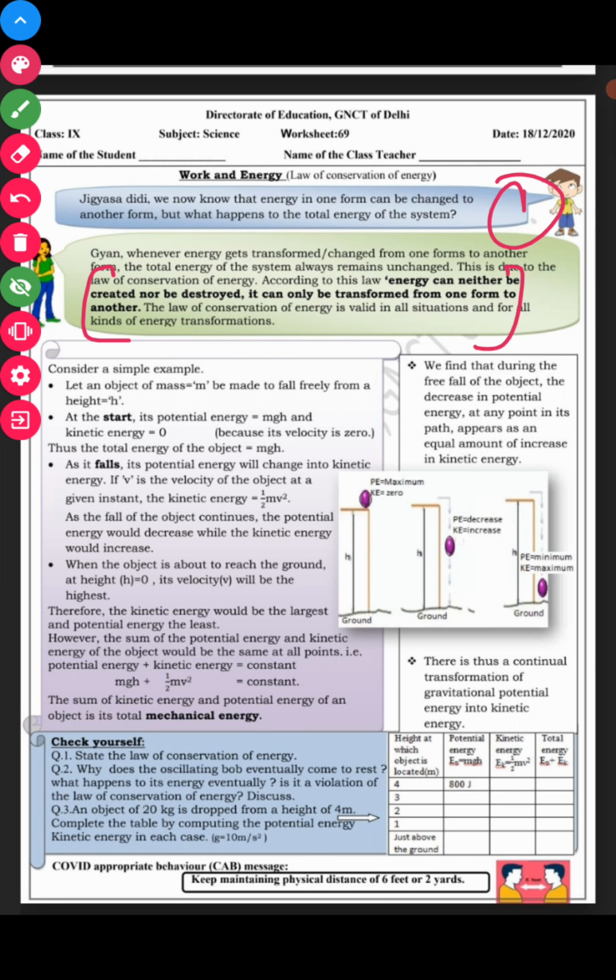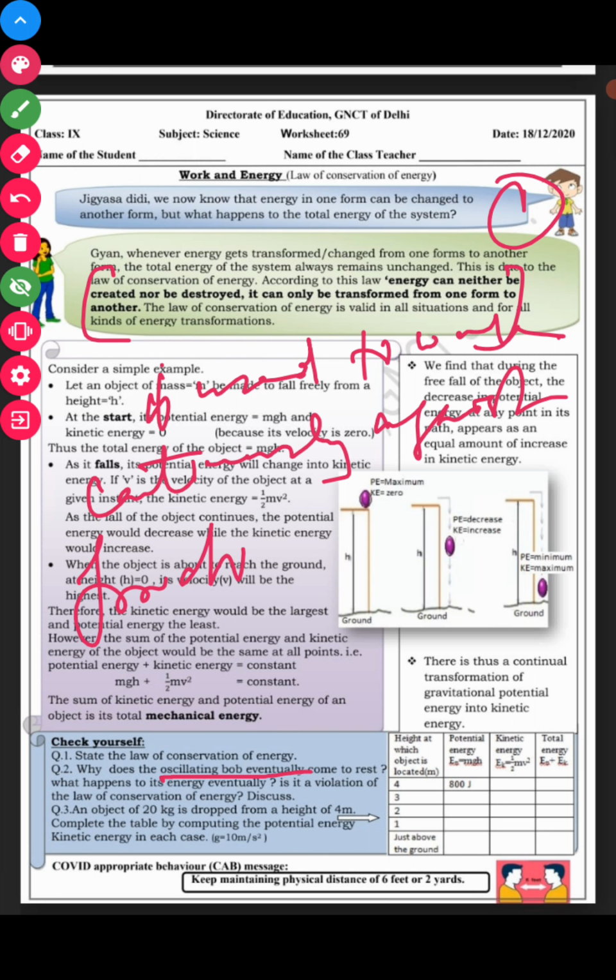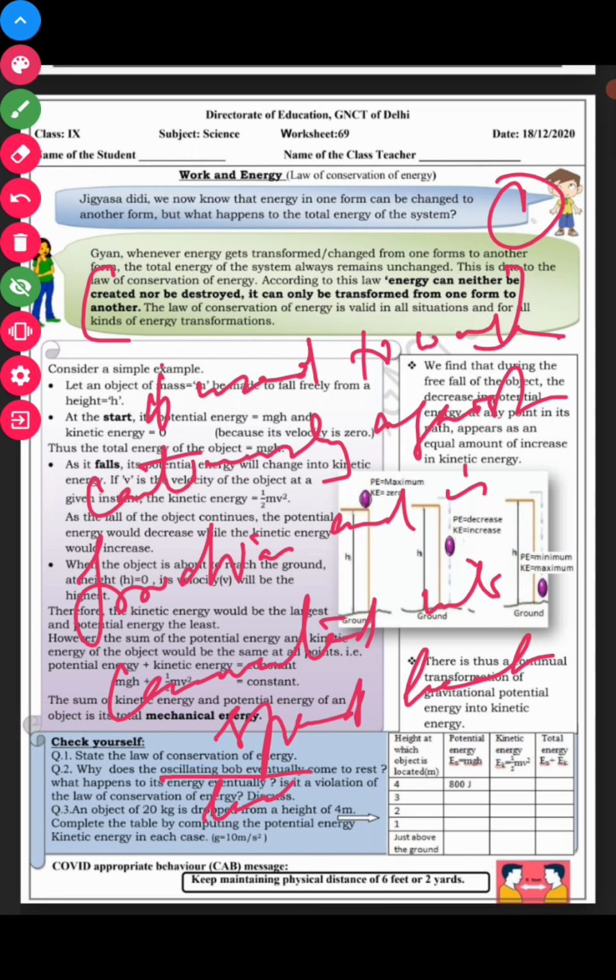You can write only this much. I will write it for you: the energy of the oscillating bob is used to work continuously against friction and is converted into spent heat energy. After that you have to write that this is not a violation of the law of conservation of energy.